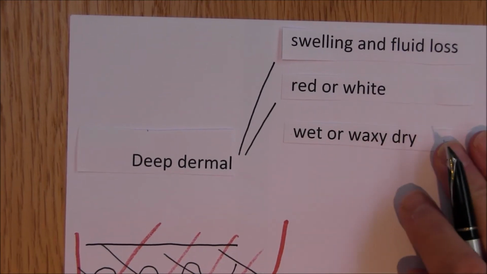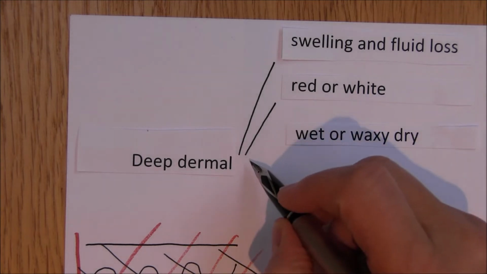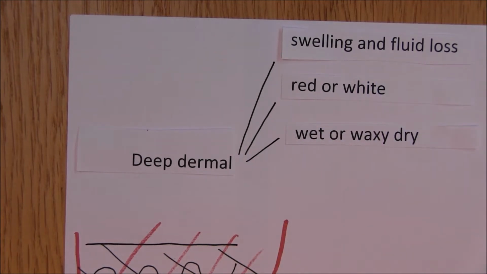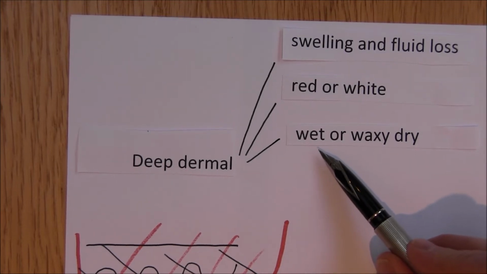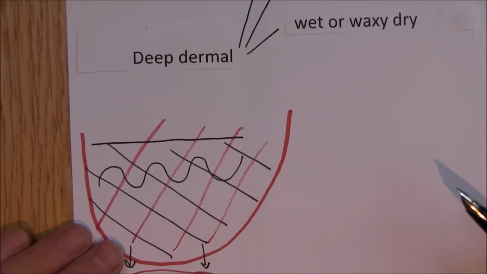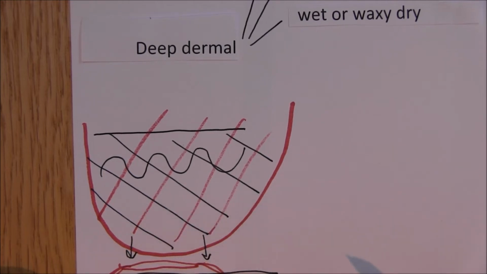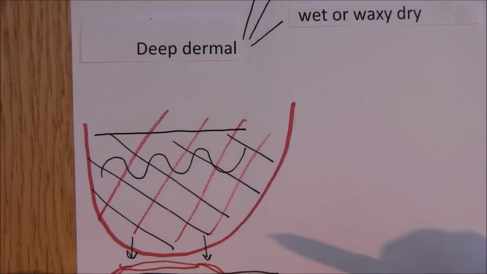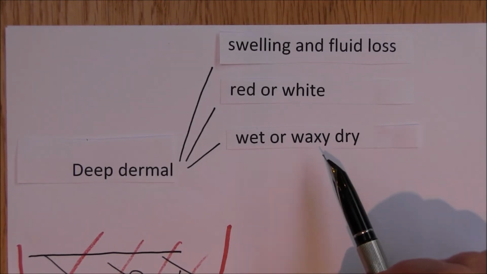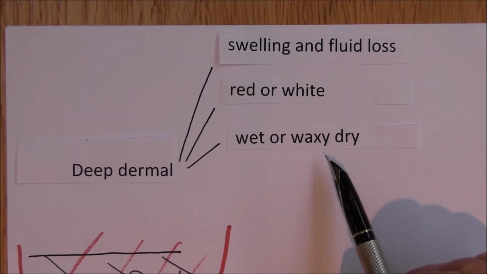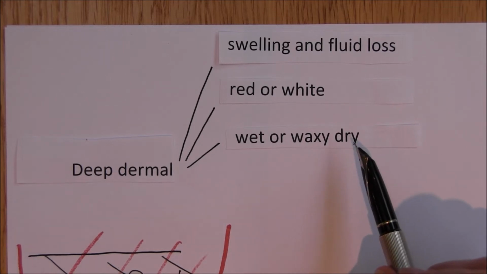Very often these have a wet or a waxy dry appearance. These wounds are typically not as wet as the shallow dermal, because in the shallow dermal there's a lot of vasculature left, but in the deeper dermal there's less vasculature left, and very often we get this white, waxy, dry looking appearance.